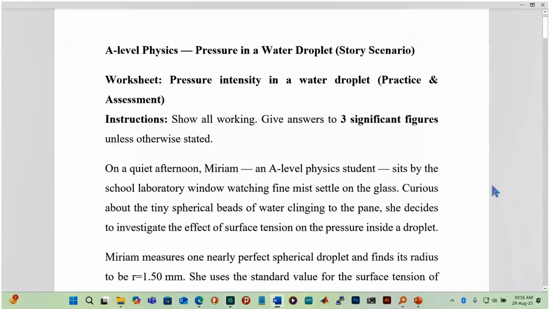Hello, my dear physicists. Today we are going to be discussing a problem in fluid mechanics, and we are talking about pressure intensity inside a water droplet. The instructions say show all working, give answers to 3 significant figures unless otherwise stated.